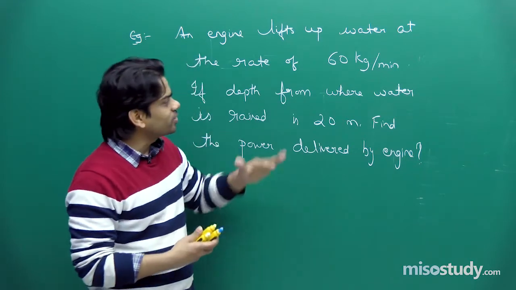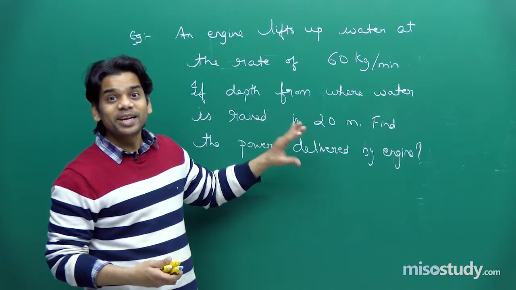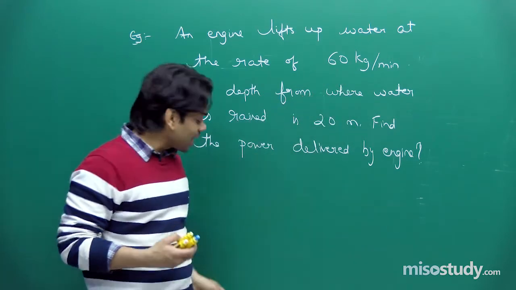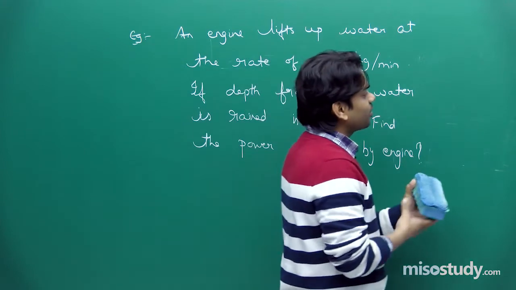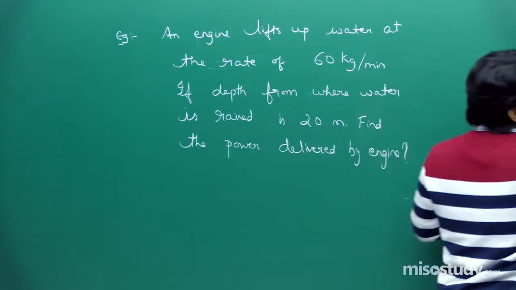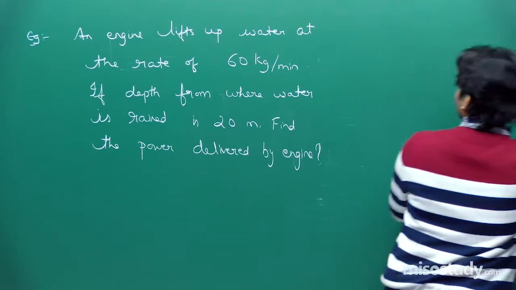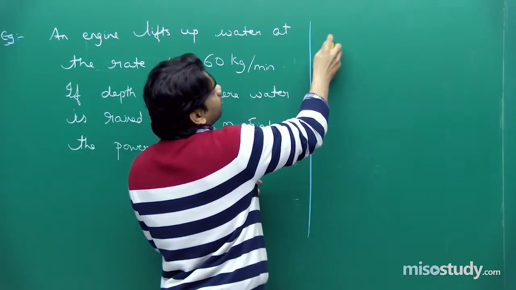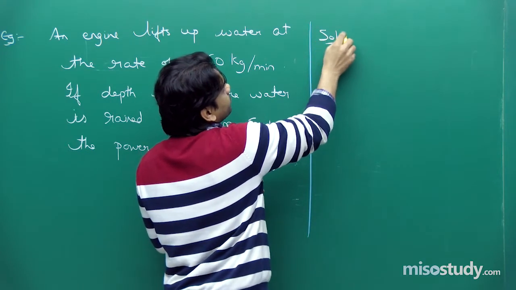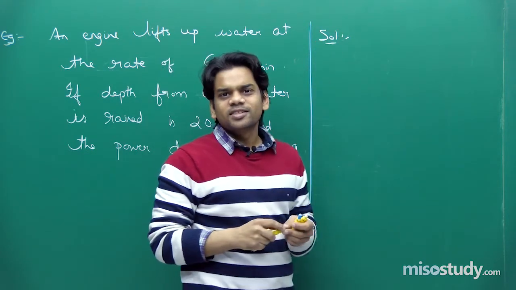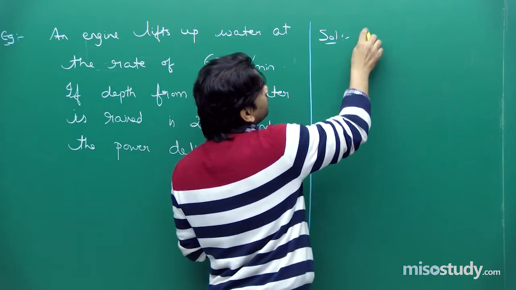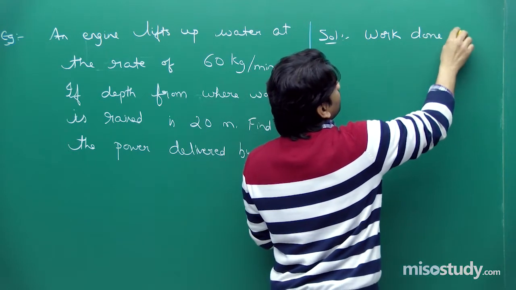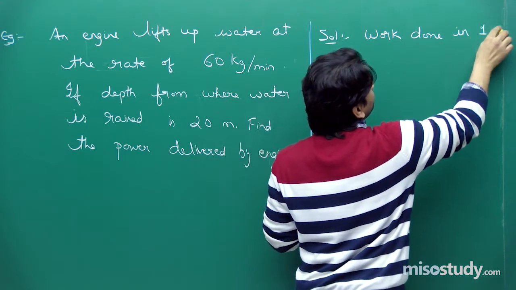So we evaluate the work done per minute, because we are lifting water 60 kg per minute. If we find the work done during that 1 minute, and then divide that work done by the time of 1 minute, we'll get the power delivered. It's very simple. Solution: first thing, we are lifting 60 kg of water per minute. So work done in 1 minute.